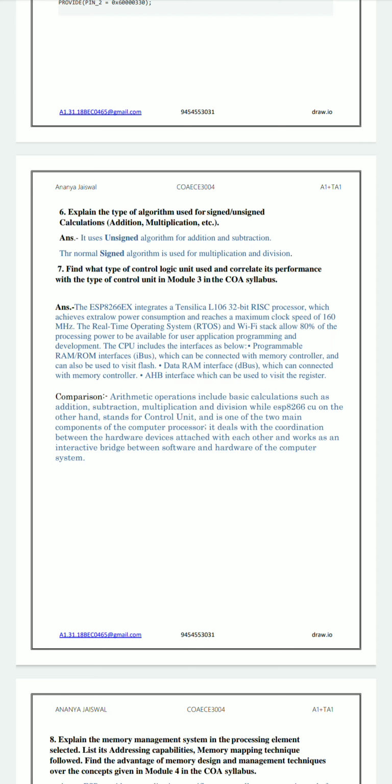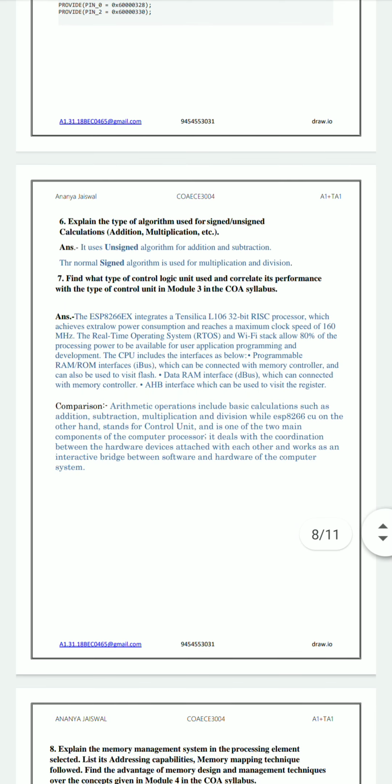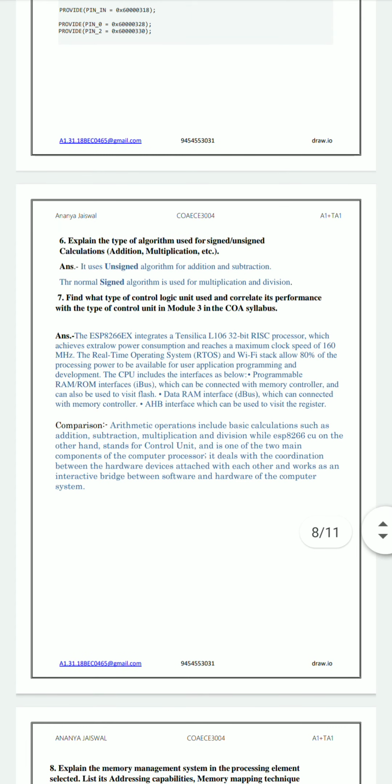Question 7 says to find what type of control logic unit is used and correlate its performance with the type of control unit in Module 3 in the COA syllabus. Again, for the viewers, I would like to inform that Module 3 is a part of my computer organization and architecture syllabus in college. The ESP8266EX integrates a Tensilica L106 32-bit RISC processor, which achieves extra low power consumption and reaches a maximum clock speed of 160 MHz.